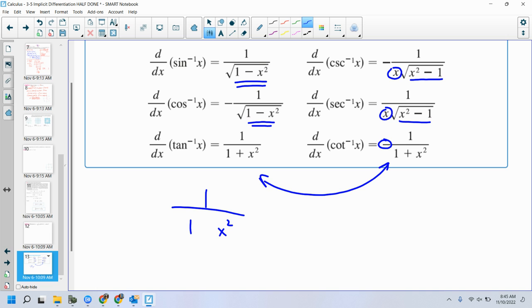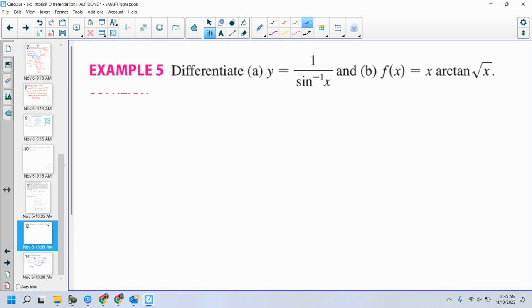All right, so let's take a look at one of these problems here. Differentiate y equals 1 over inverse sine of x, and then we're going to differentiate f of x equals x arctan x. Okay. All right. So let's do part A. y is equal to 1 over inverse sine of x.